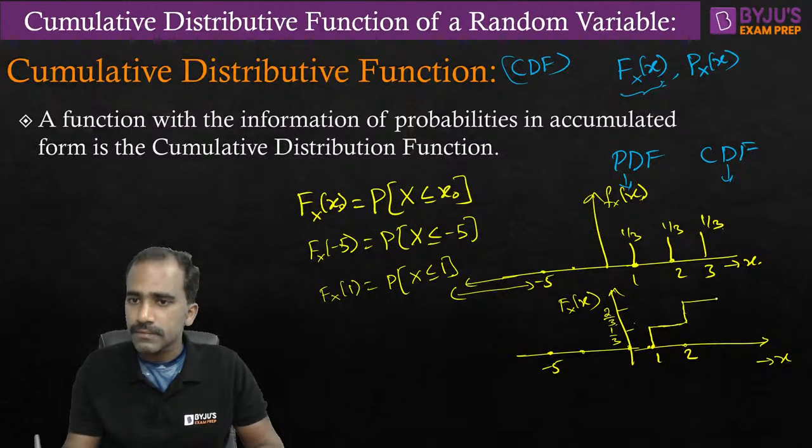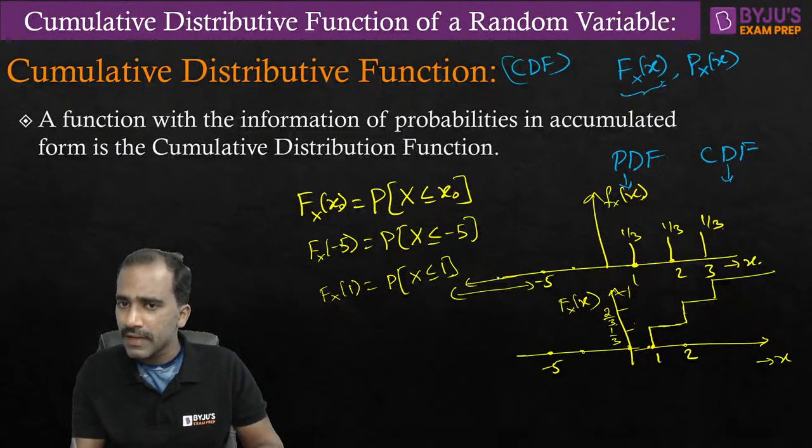Next, from 2 to 3, there is nothing to accumulate. At 3, there is something to accumulate, so it will become 1. So what is the height finally? Final height is 1 unit, because as you keep on accumulating, the total probability is 1.